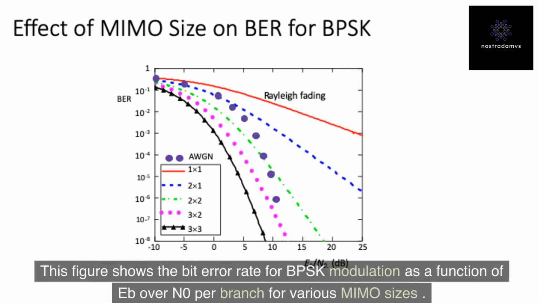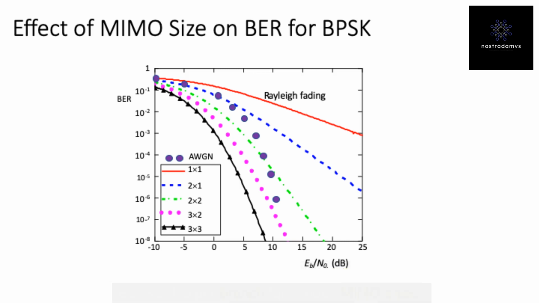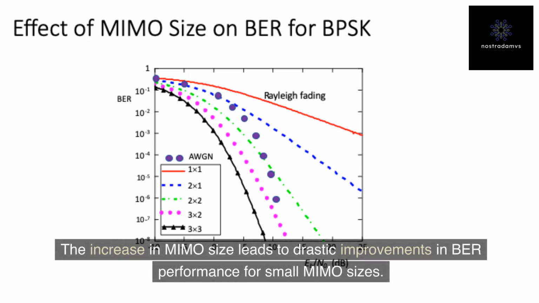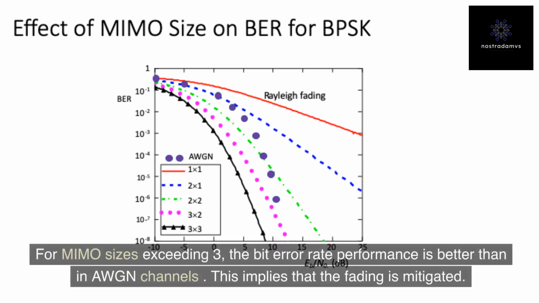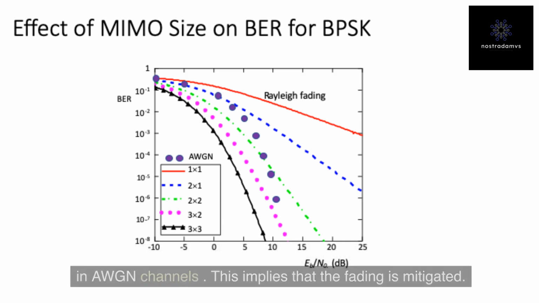This figure shows the bit error rate for BPSK modulation as a function of Eb over N0 per branch for various MIMO sizes. The increase in MIMO size leads to drastic improvements in BER performance for small MIMO sizes. For MIMO sizes exceeding 3, the bit error rate performance is better than in AWGN channels. This implies that the fading is mitigated.